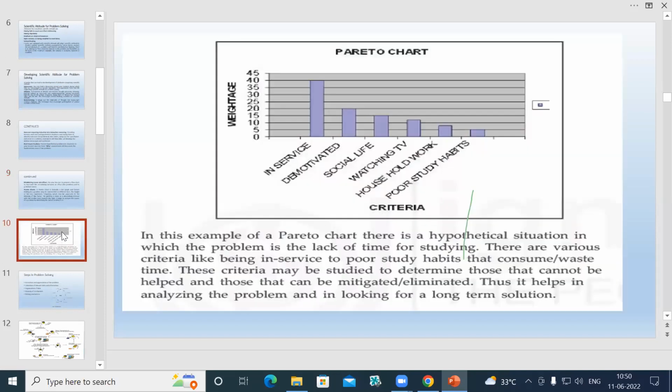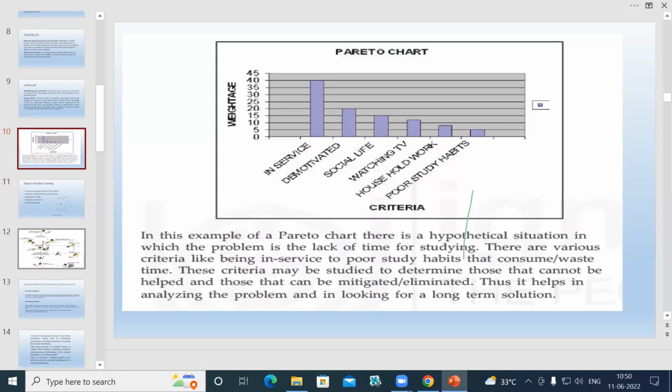This is an example of a Pareto chart. Weightage is given on the horizontal bar, and these are the criteria: in service, demotivated, social life, watching TV, household work, poor study habits. So in this example of a Pareto chart, there is a hypothetical situation in which the problem is lack of time for studying.